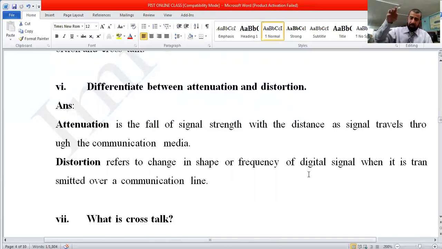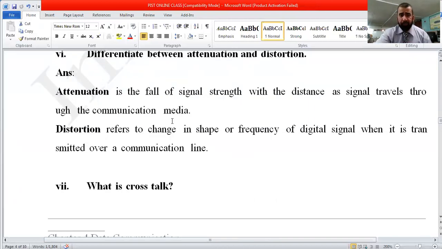If you leave your room and go outside, you completely lose your signals and get disconnected. So this is called attenuation. Attenuation is the fall of signal strength with the distance as signals travel through the communication media. So this is attenuation. Now what is distortion?